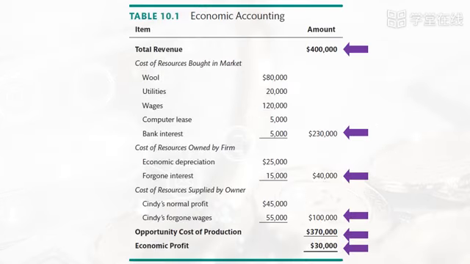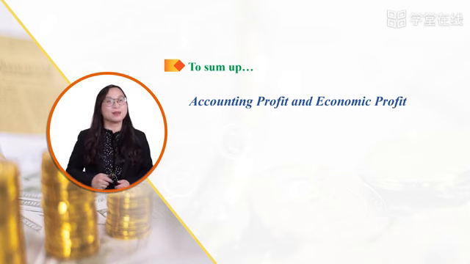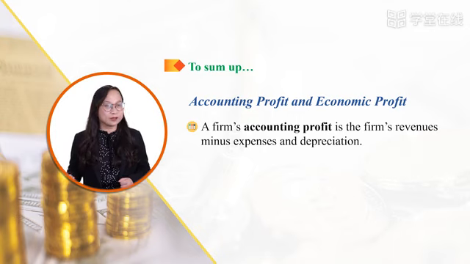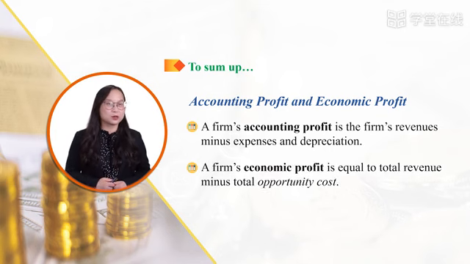The table summarizes the economic accounting. As shown, the total revenue is $400,000, and the opportunity cost of production, which includes the cost of resources bought in the market, the cost of resources owned by the firm, and the cost of resources supplied by the owner, is $370,000 in total. The economic profit of the firm is $30,000. A quick summary about accounting profits and economic profits: a firm's accounting profit is a firm's revenue minus expenses and depreciation cost, while a firm's economic profit is equal to total revenue minus total opportunity cost.